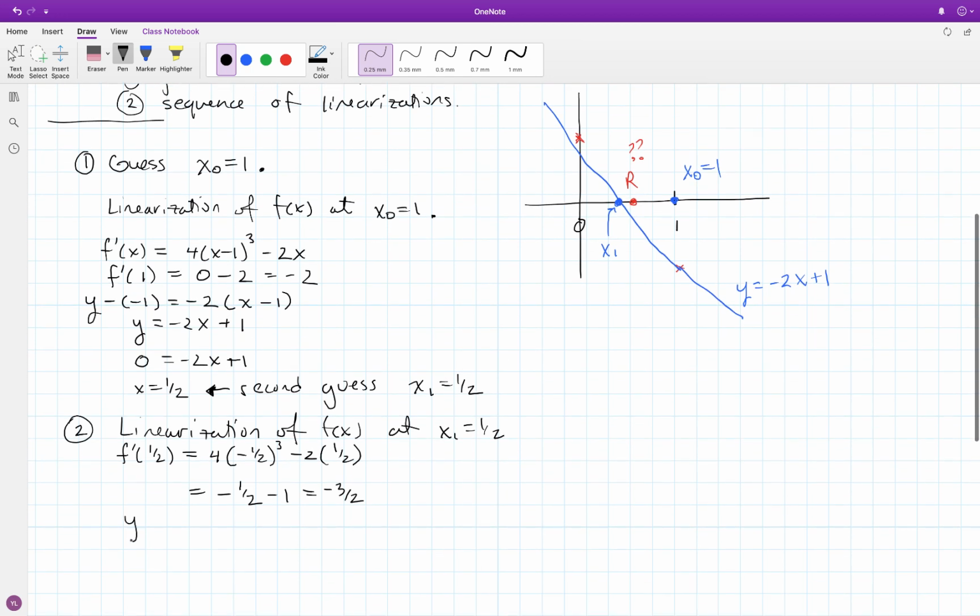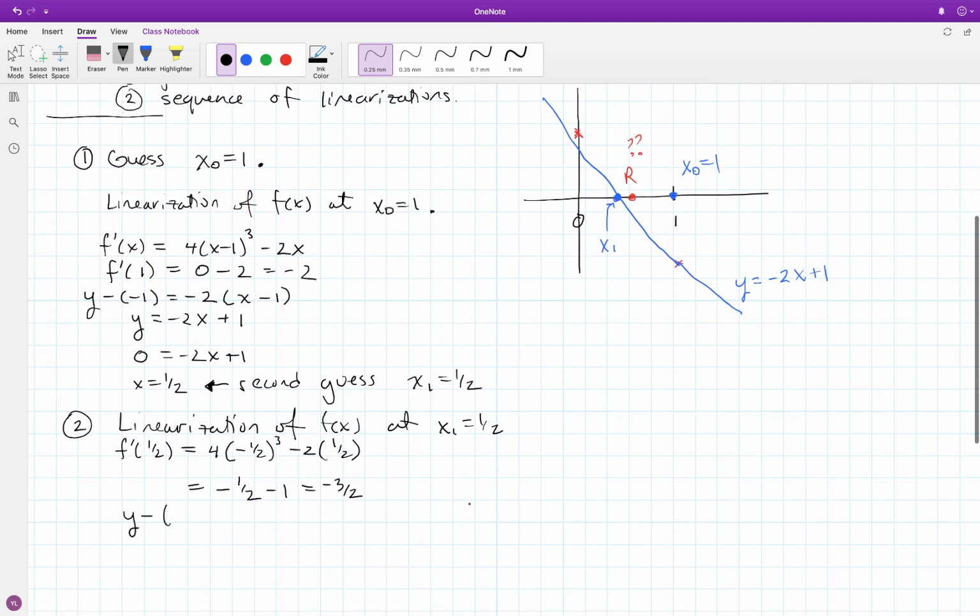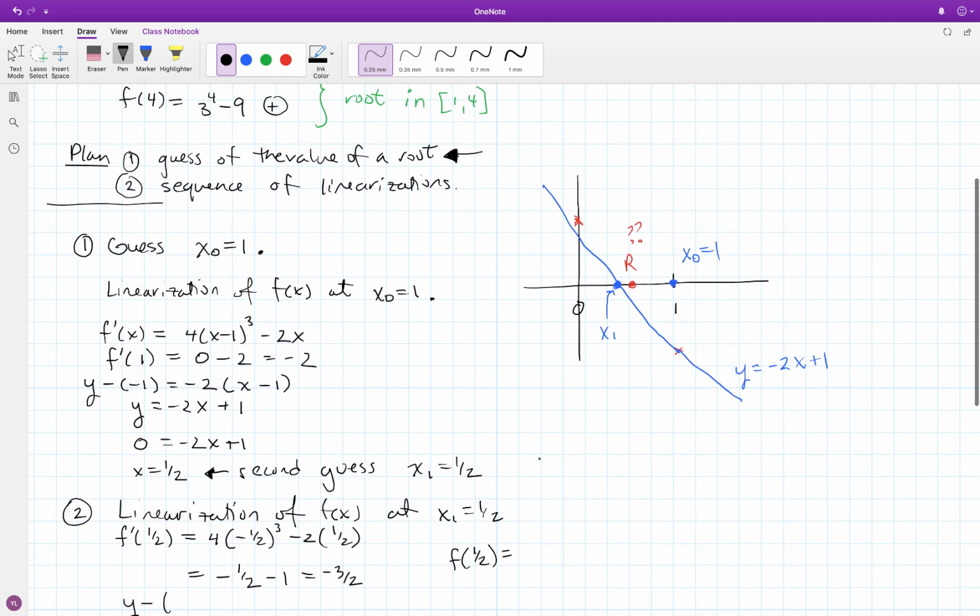And I can build the equation. The y value associated with 1/2, I think I need to figure that out. So let me put that off to the side here. What is f of 1/2?